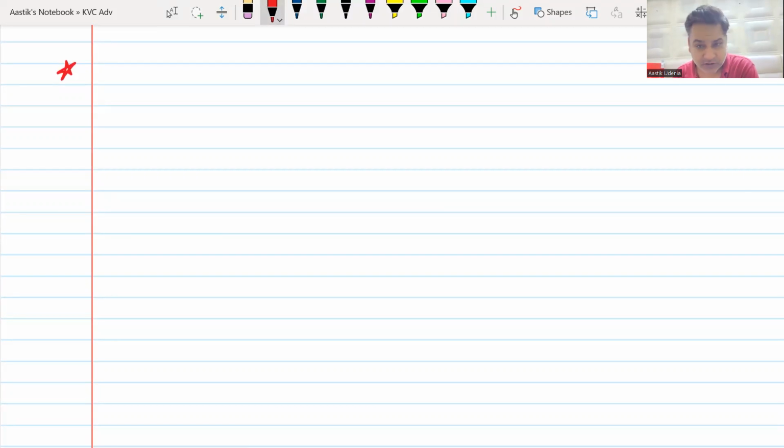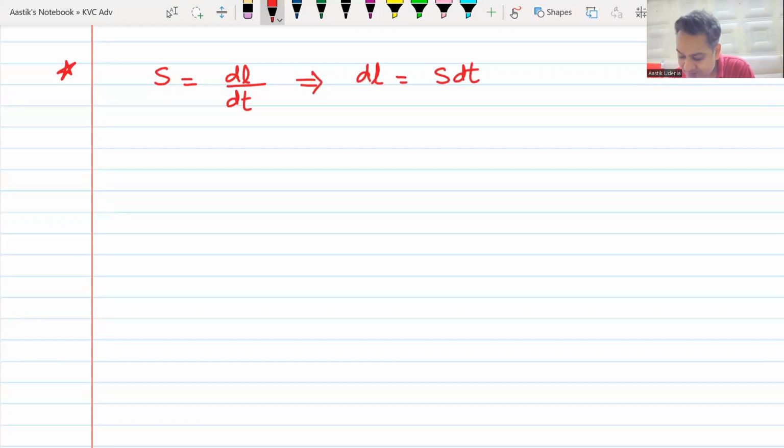Now remember, when I talked about speed and I called speed S, I wrote speed as dl by dt. This was instantaneous speed, rate of change of distance with time. Do we remember this? Speed S is dl by dt. I did not use v for speed because v gives me the notion of velocity. Therefore, I used s for speed. From here, I can write dl, the small distance, is s, speed, multiplied by dt.